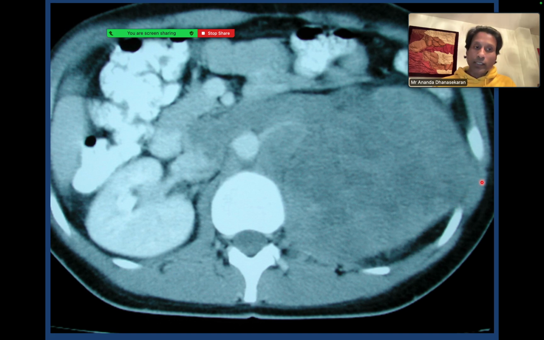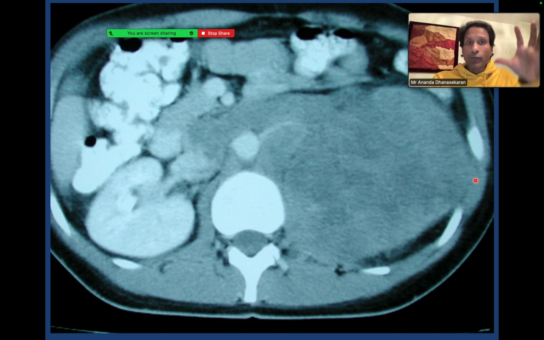Here it appears as if it is involving the abdominal wall, but you can't make a decision just with one CT scan cut. You need to see the full CT scans to make sure whether it's involving the neighboring organs or not.